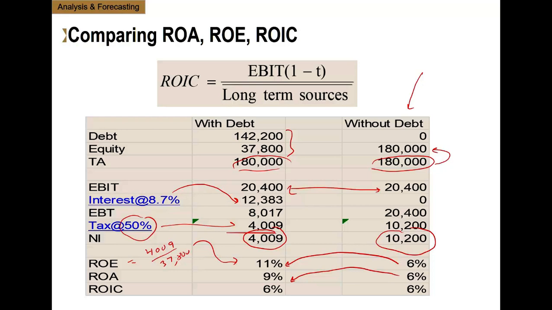And that's what happens to ROIC. Look, ROIC is 6% whether you have debt or whether you do not. So in that sense, ROIC is a much more stable measure.